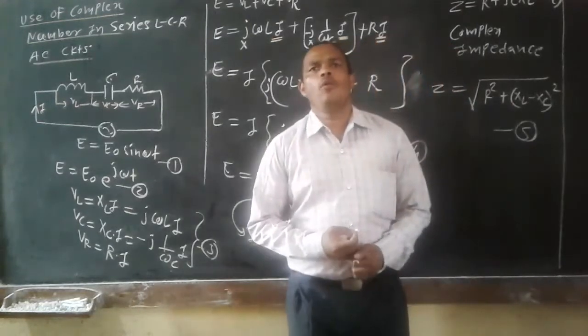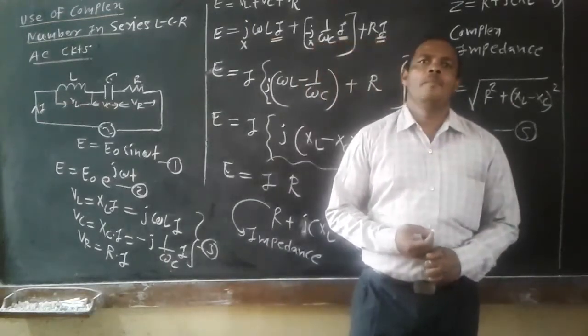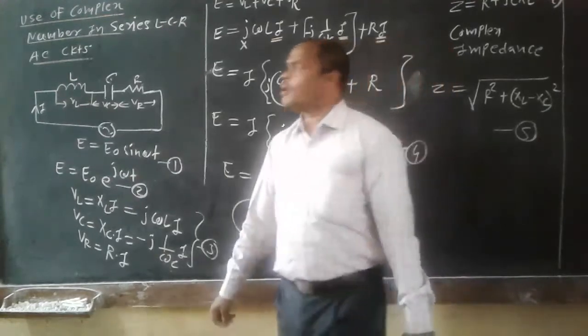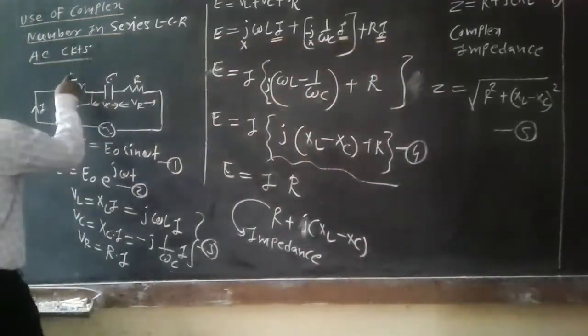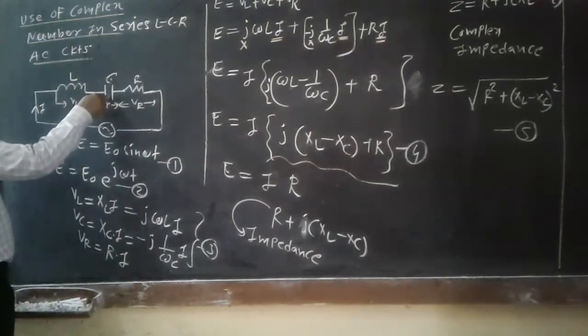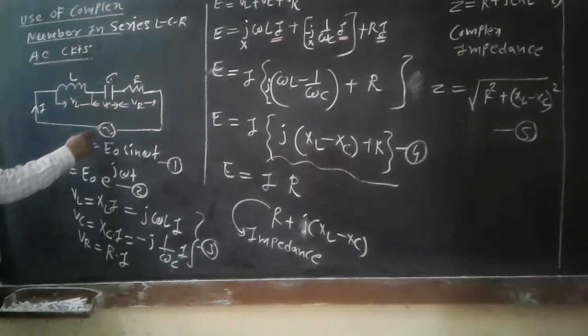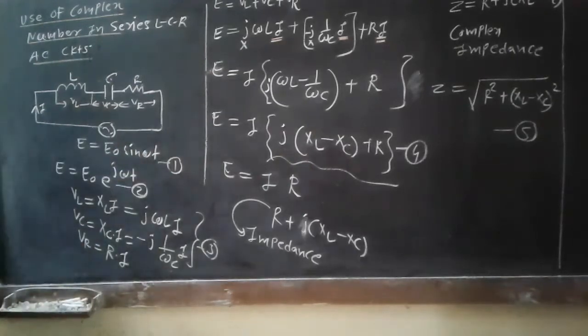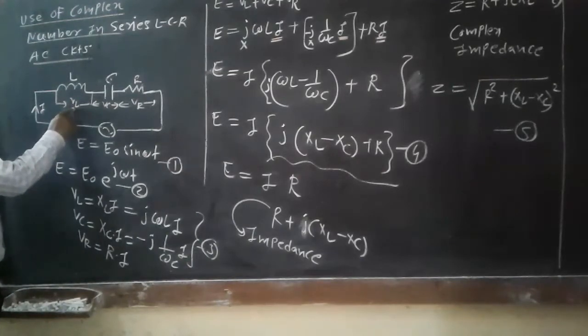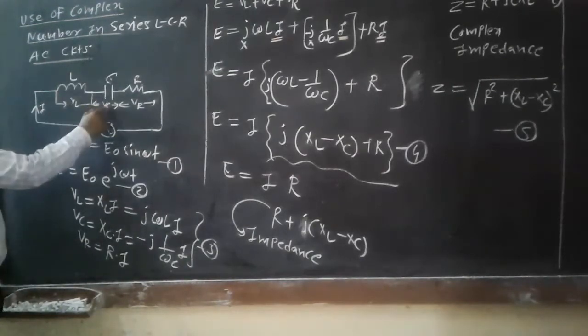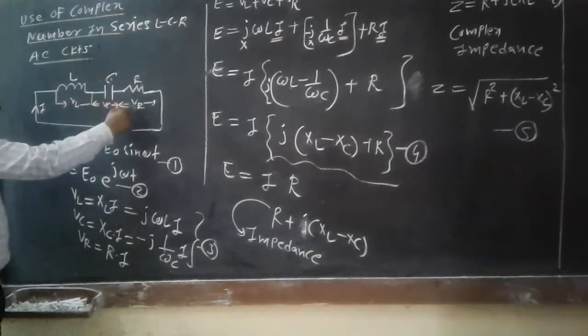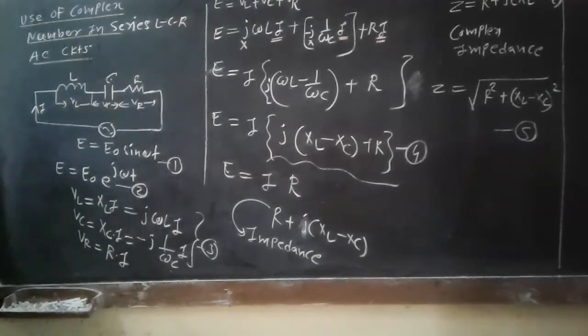We are going to solve an AC circuit by using complex numbers. At first, inductor L, capacitor C, and resistance R are connected in series across an alternating EMF, that is E equal to E0 sin omega t. Now voltage will be produced across each component. Let VL be the voltage across inductor L, VC the voltage across capacitor C, and VR the voltage across resistance R.